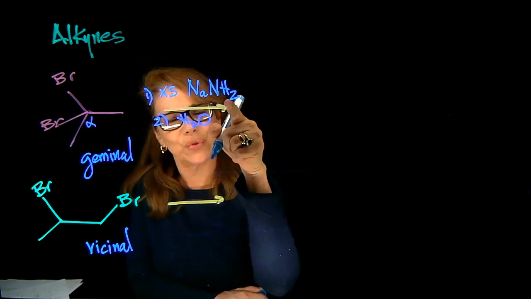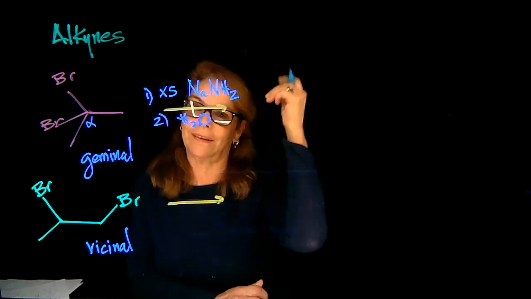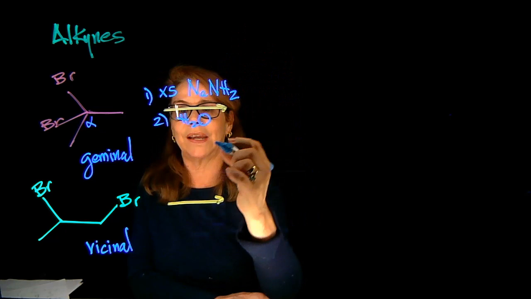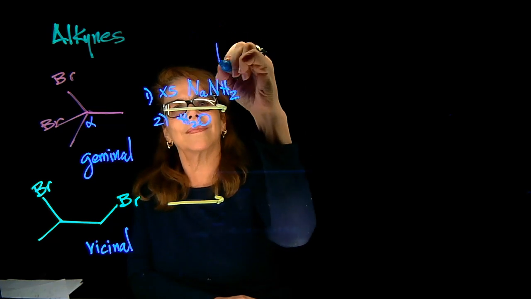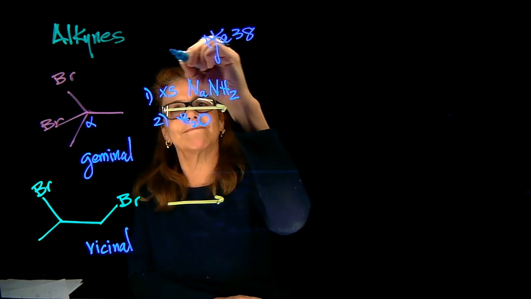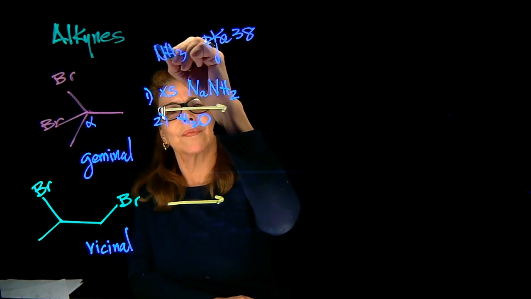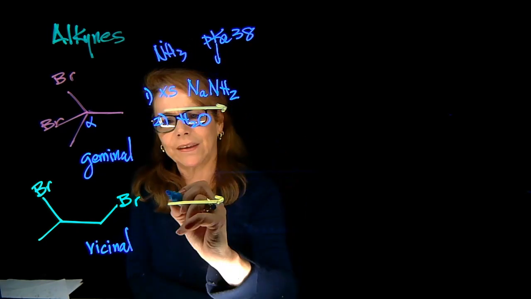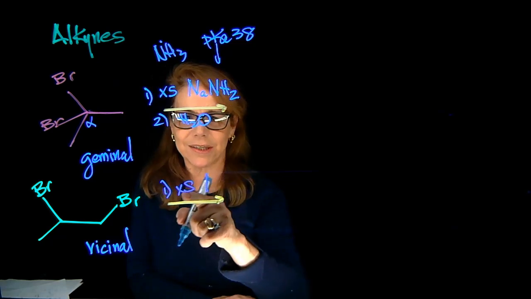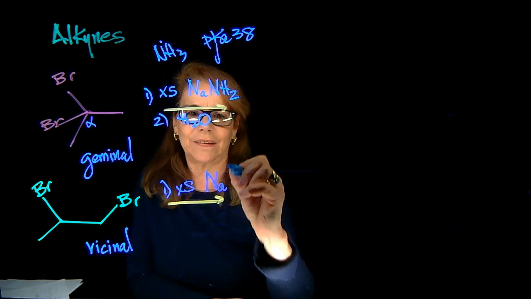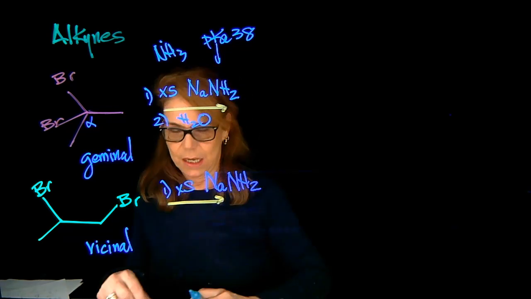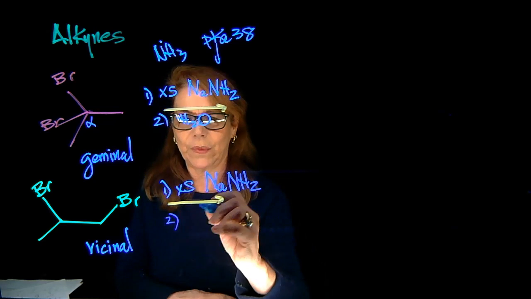Same condition here. So that's a very strong base. We have learned that this base's conjugate acid is ammonia, and the pKa of that is 38. So a very strong base. And here we're going to be using an excess, we write it like that, and that's my counter ion. So that's sodium amide, and the second step, water.